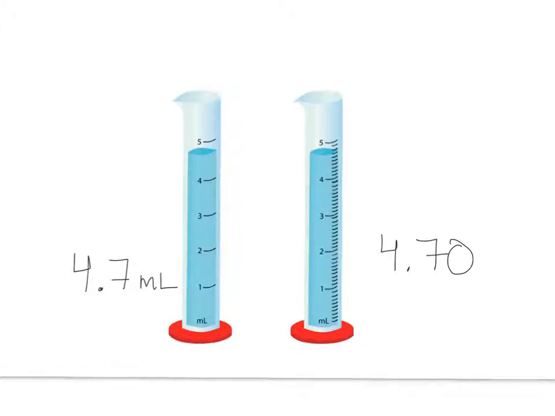So notice that in math, the quantities 4.7 and 4.70 are the same. But in science, the measurements are different. The measurements indicate different amounts of graduations on our instrument.